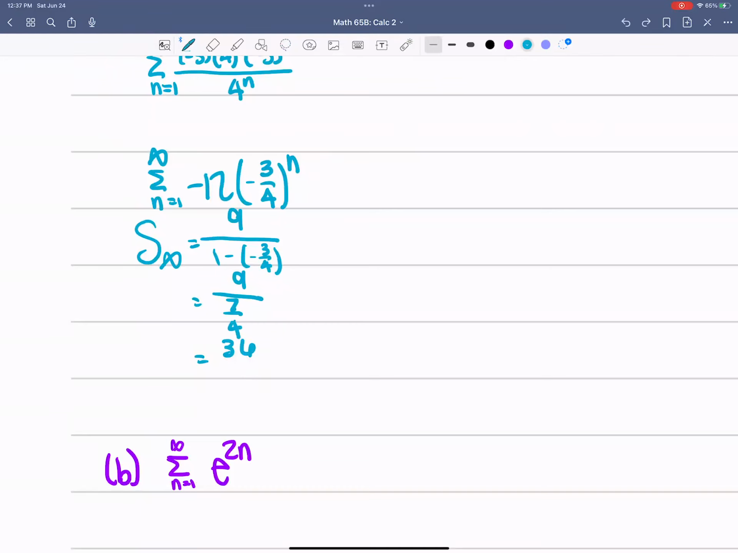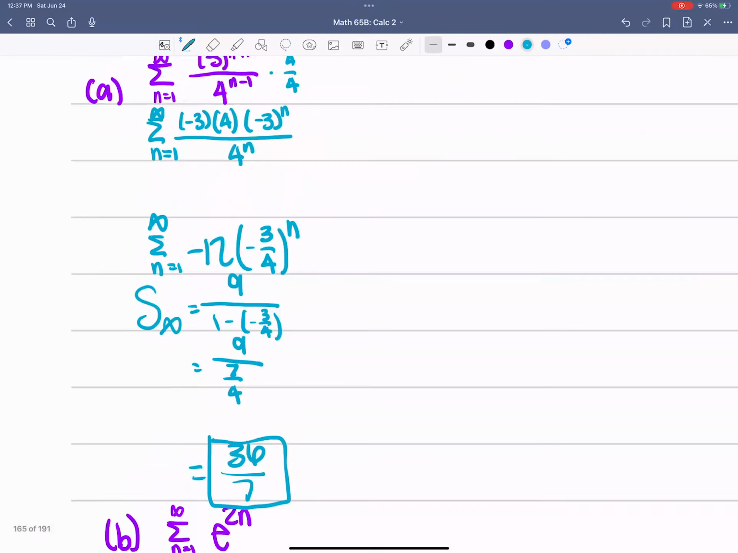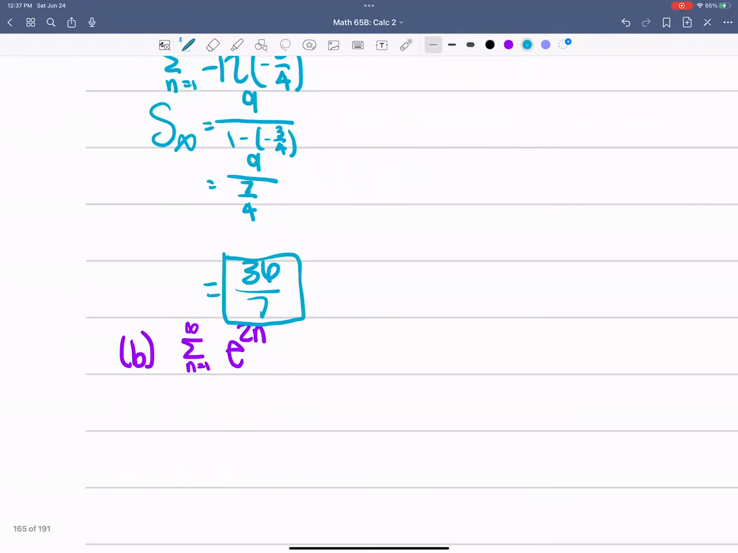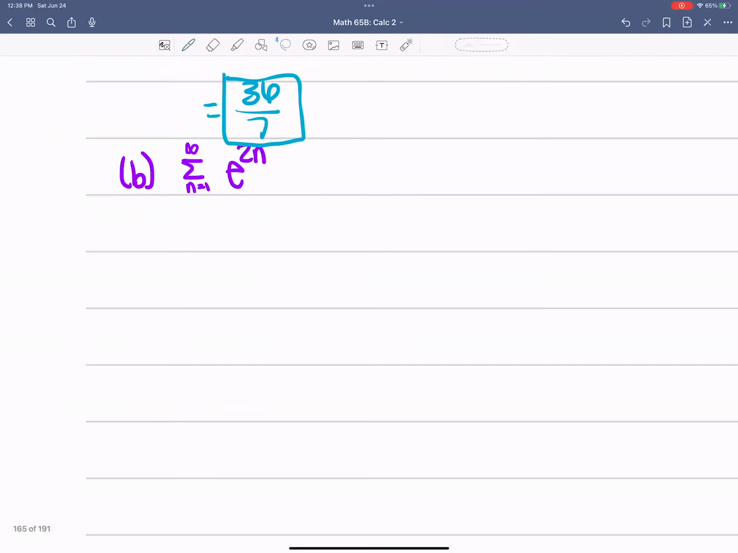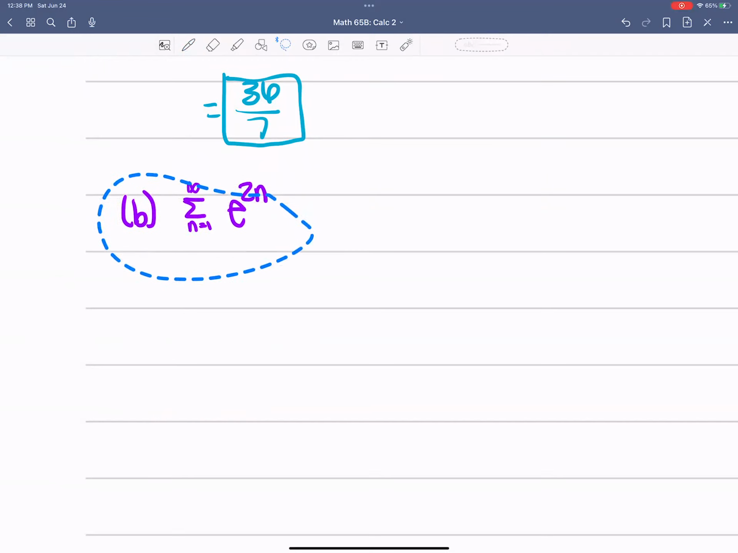And that is actually it. So it equals +36 over 7. And there we go. So there's that sum. So up here, we determined that it converges, and there we found our infinite sum. So it converges to 36 over 7. Let's move this down a little bit just so it doesn't interfere.